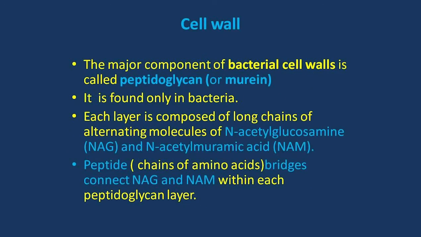The major component of the cell wall is peptidoglycan or murein. It has a peptide part consisting of amino acids and a glycan part consisting of carbohydrate. It is found only in bacteria. Each layer of peptidoglycan is composed of long chains of alternating N-acetylglucosamine and N-acetylmuramic acid. These are sugars. Peptide bridges, peptides are chains of amino acids, connect NAG and NAM with each other in the peptidoglycan layer.